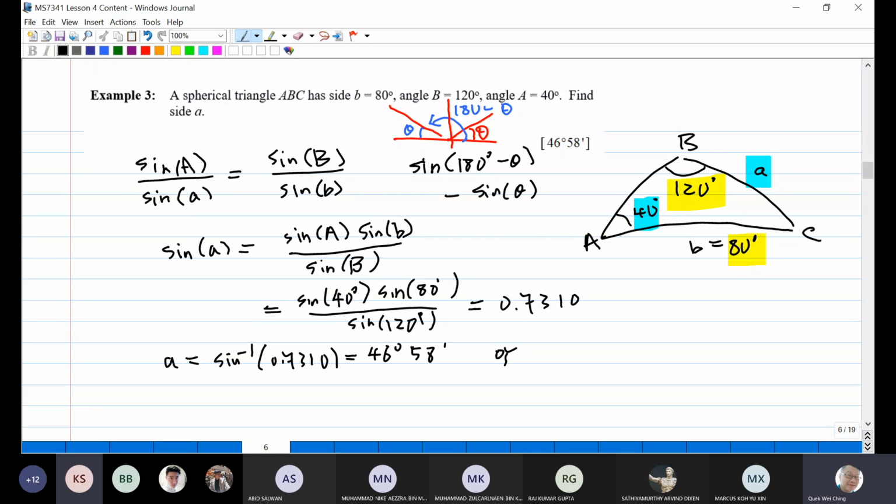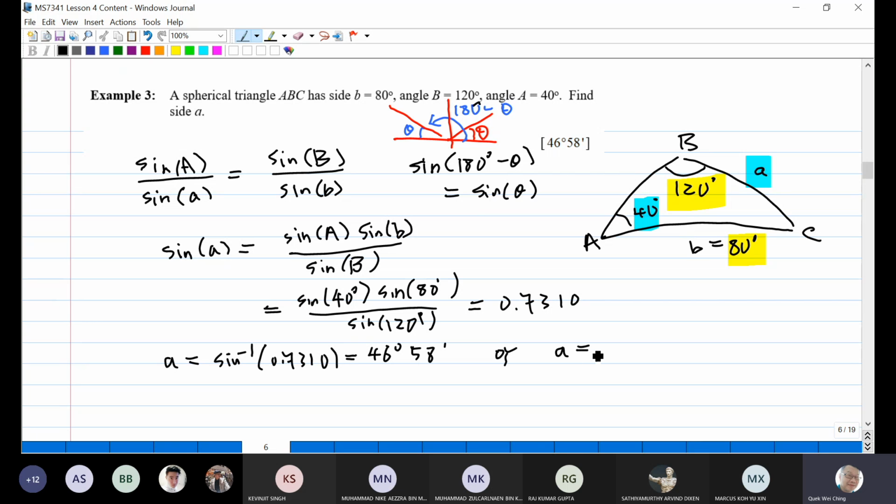Sir, I have a question. Basically, we can use this sine rule even when it's not a right angle triangle? Yes, actually, the sine rule has no restriction of angle. As long as you fit in the sine rule here, there is no mention about 90 degrees. So for any spherical triangle, you can use the sine rule as long as it fits in. It's very flexible.